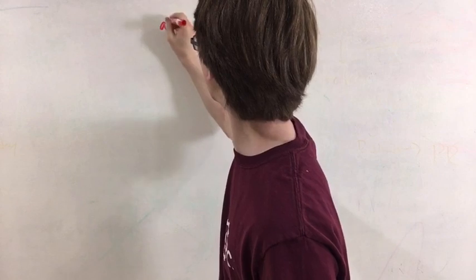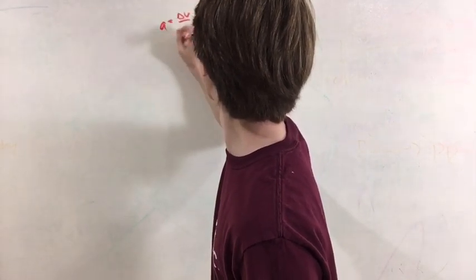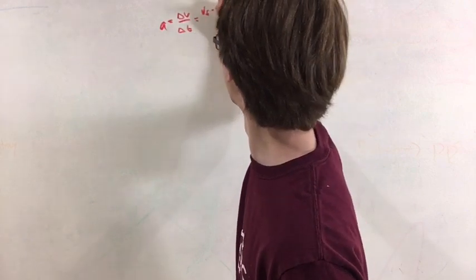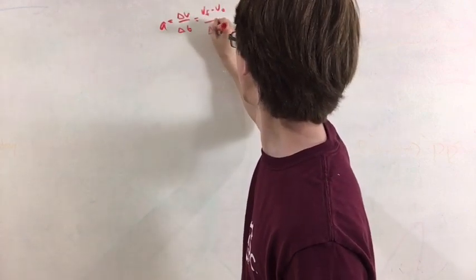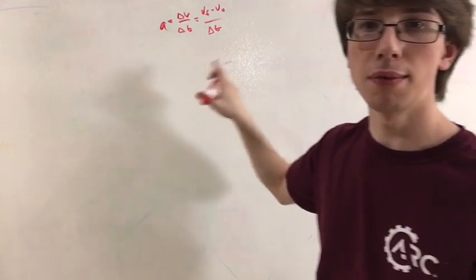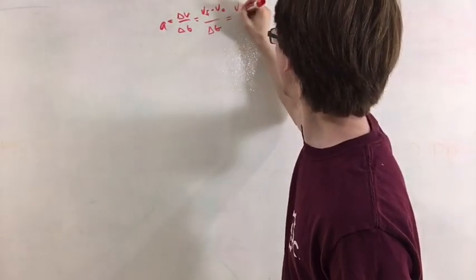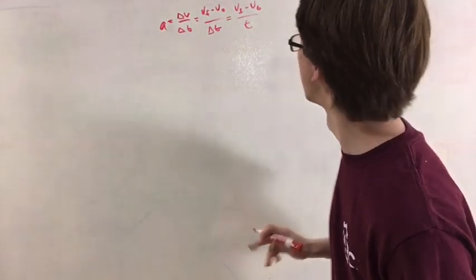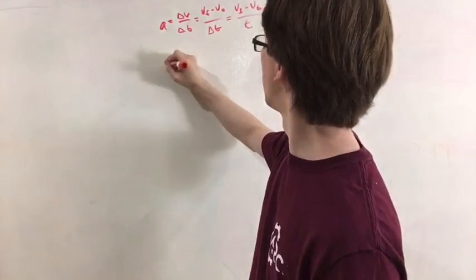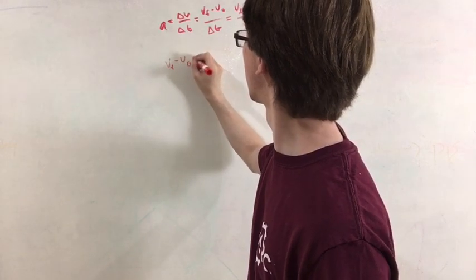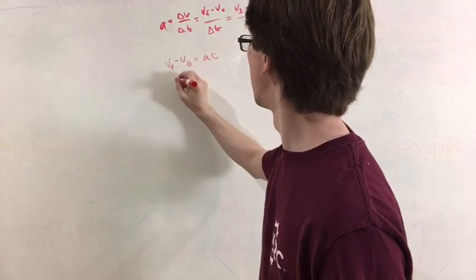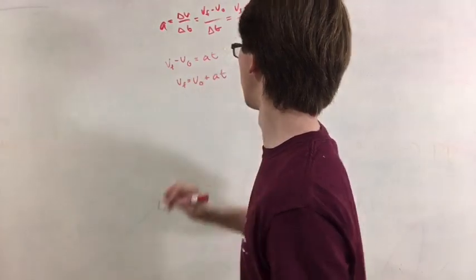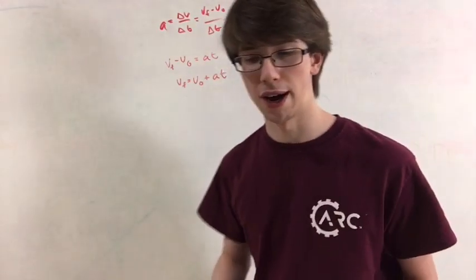You have acceleration is equal to the change in velocity over the change in time. Well, that's just your final velocity minus your initial velocity over the change in time. And assuming your time starts at 0, that's just your final velocity minus your initial velocity over that point in time. Multiply both sides by the time, you get your final velocity minus your initial velocity is equal to your acceleration times the time, and then your final velocity is equal to your initial velocity plus the acceleration times the time. And that is your first kinematic equation.